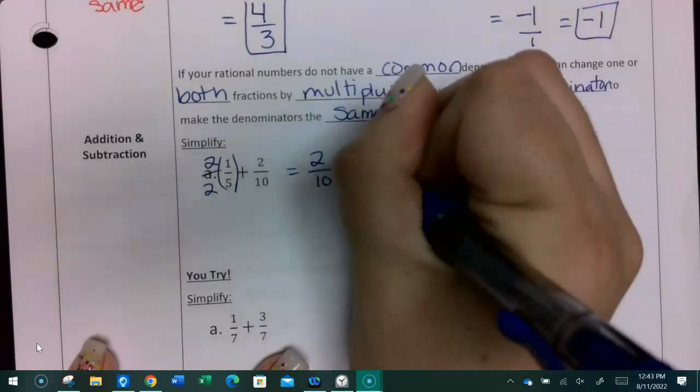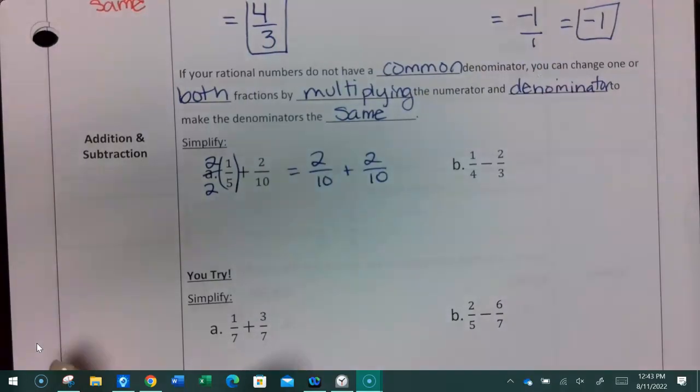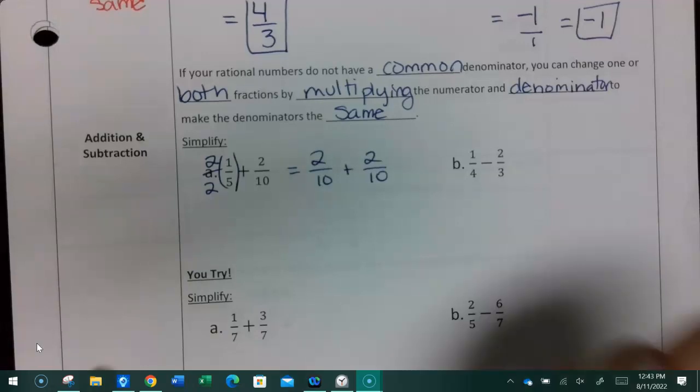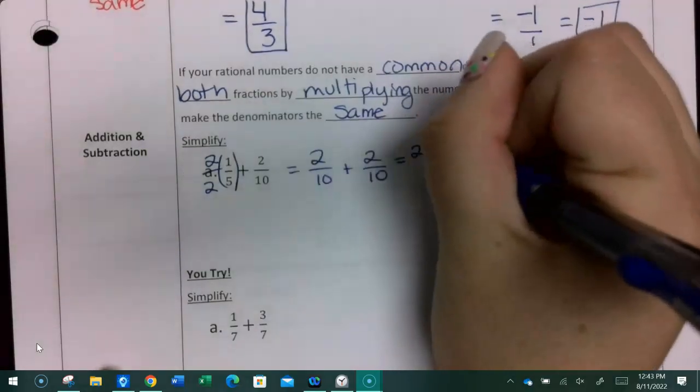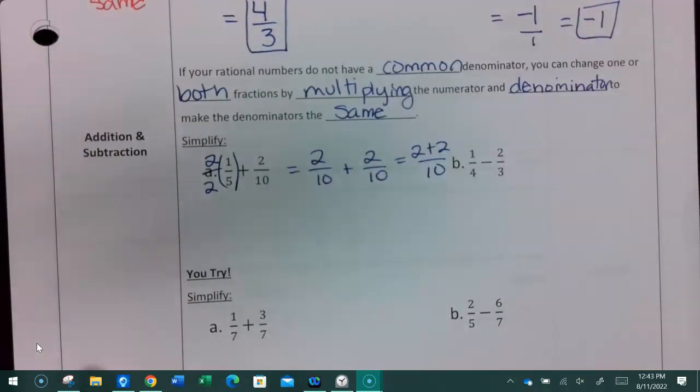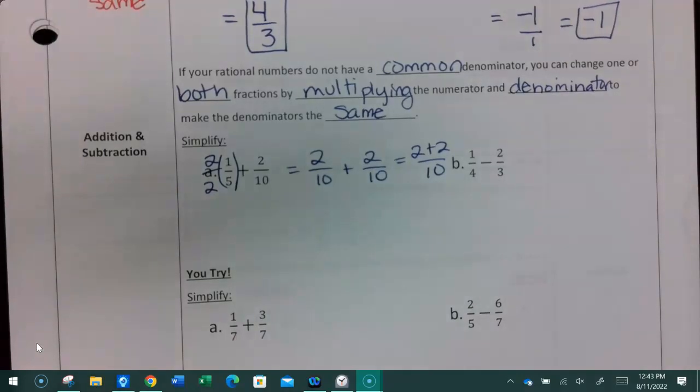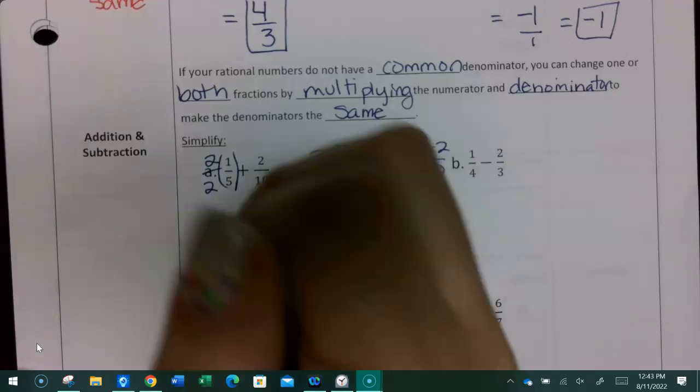Okay, and then my second fraction is going to stay the same. So I have 2 over 10 plus 2 over 10. So I'm going to add the numerators together. What is 2 plus 2? What? I thought I heard a 12.